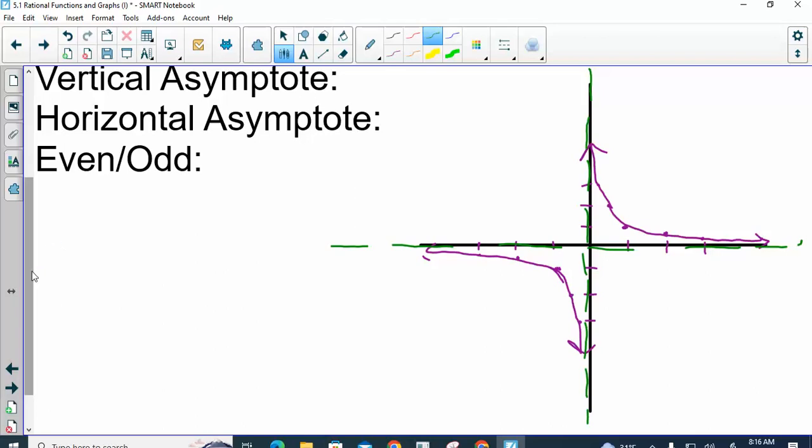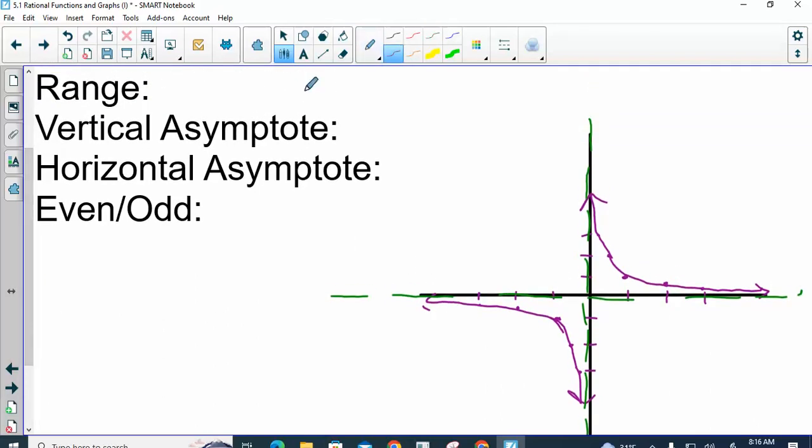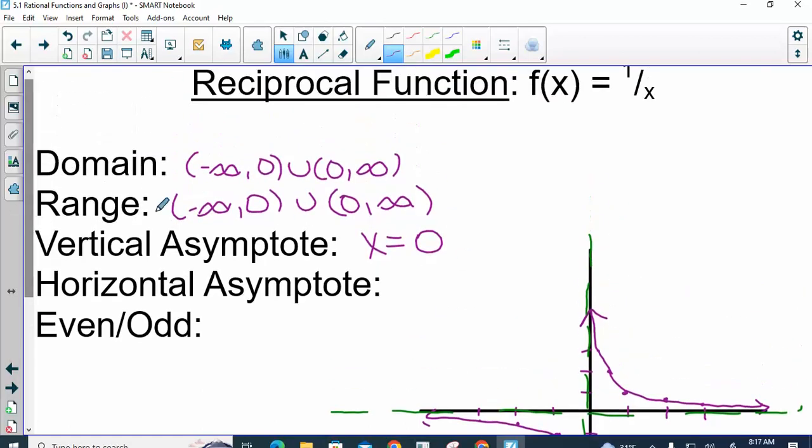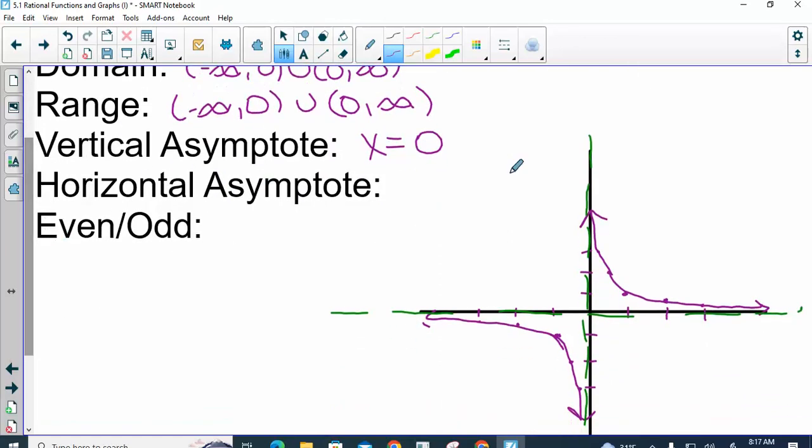So can you tell me the range then, looking at this graph? Negative infinity to 0 union 0 to infinity. Vertical asymptotes. So asymptotes are lines, so you have to give me an equation. A vertical line, what's its equation look like? X equals, and so the vertical line we never hit is at 0. Notice, x equals 0, that's where I broke apart my domain. What's my horizontal asymptote? Y equals 0.